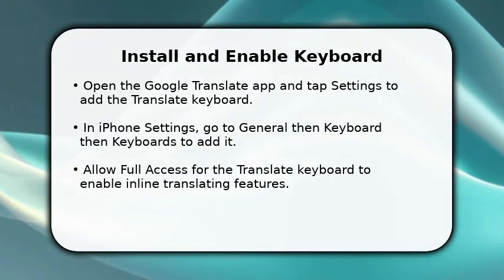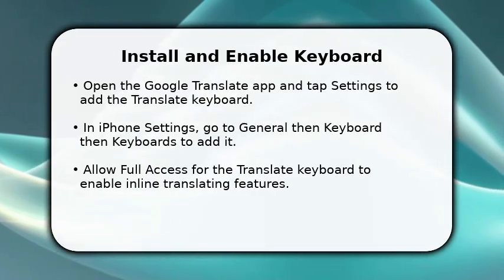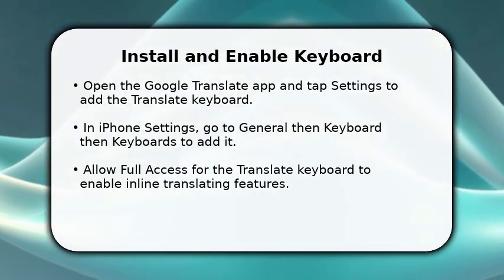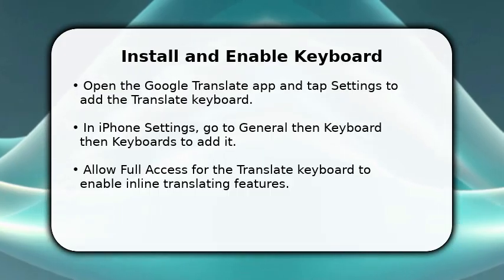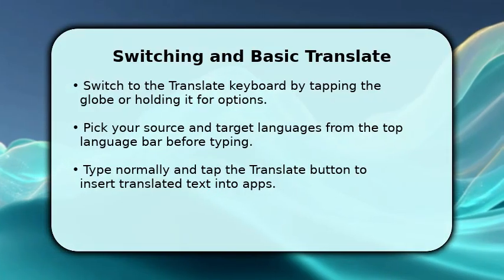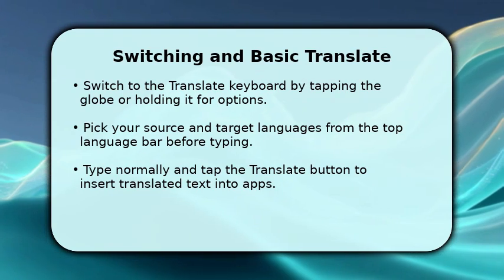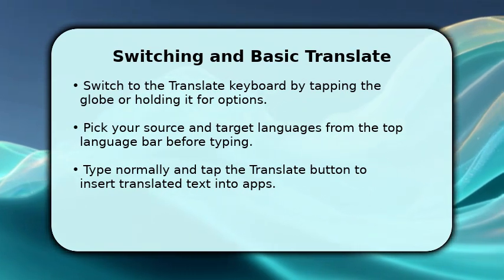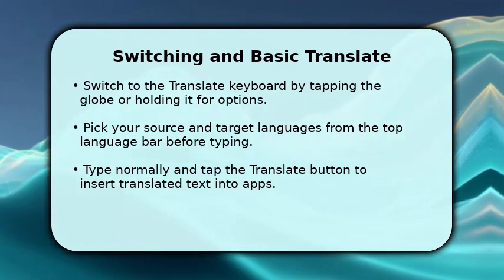After you add it, tap the keyboard name and enable Allow Full Access so the keyboard can translate inline text and use language packs. Open any app where you type and tap the globe icon to switch keyboards. If you hold the globe, you can pick Google Translate directly from the list.